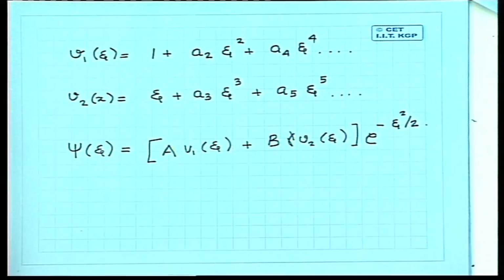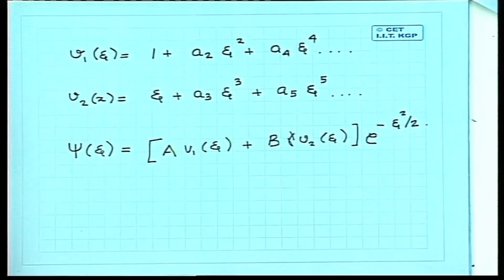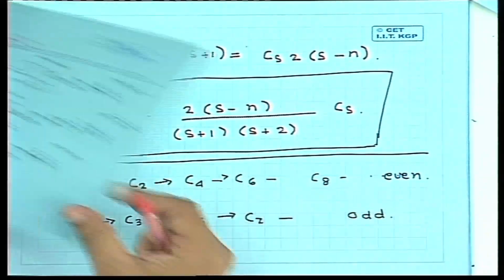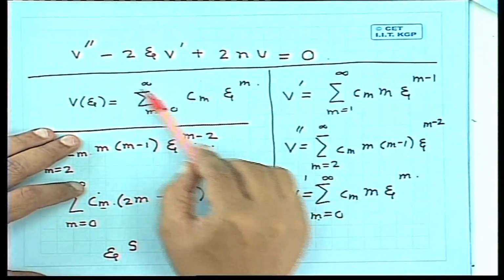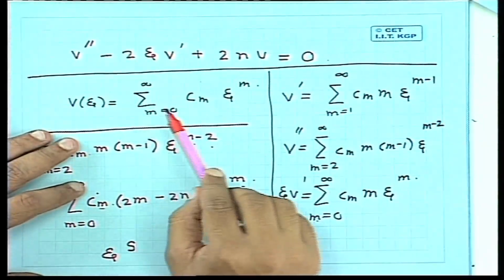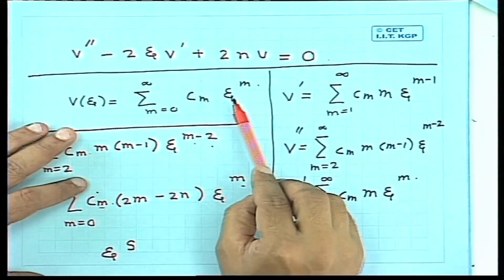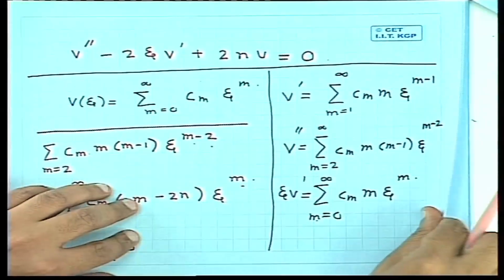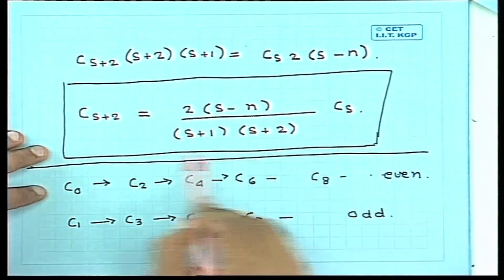Now let us look at the behavior of these functions v1 and v2 as we go to large xi. For small values of xi, only a few terms in the expansion will suffice, because the larger powers will fall off for small values of xi. But once the value of xi gets large, you have to look at the large powers, because they will be the ones which will contribute more. So let us look at the coefficients of the large powers of xi. So the relation between the coefficients is given by this.